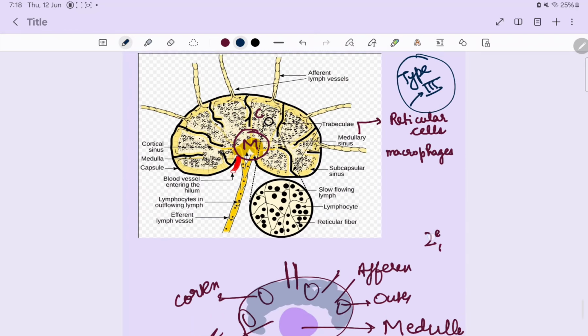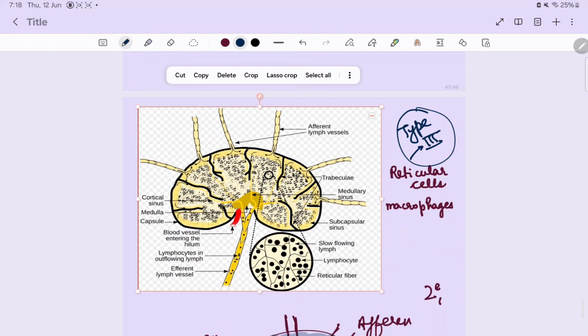So we should all know about the structure of the lymph node. Afferent vessels, efferent vessels, it is encapsulated, and the reticular fibers, everything.